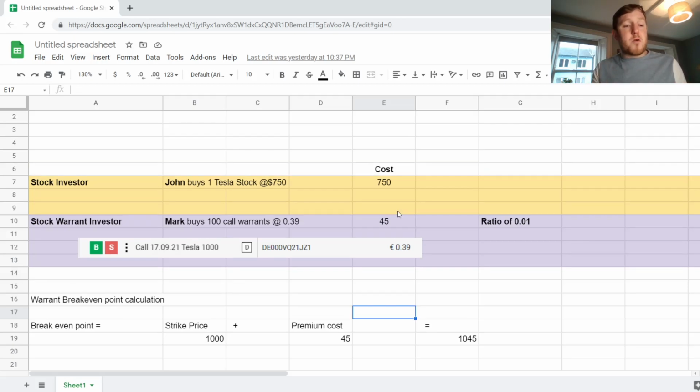So let's have a look at Mark's position in a little bit more detail. Before Mark bought this, you would have calculated his break-even point. This is the point where the Tesla price needs to go to in order for him to actually start making a profit. So the break-even point will always equal your strike price plus the premium cost. The premium cost there, as I was saying, was $45, and the strike price is $1,000. So if the Tesla price goes above $1,045, Mark is making a profit.